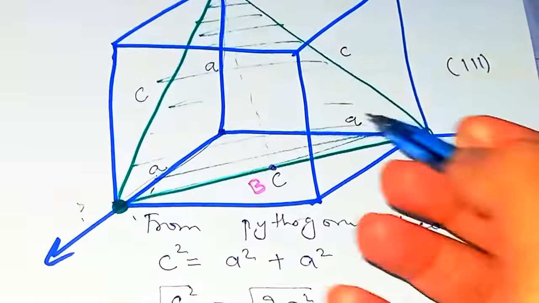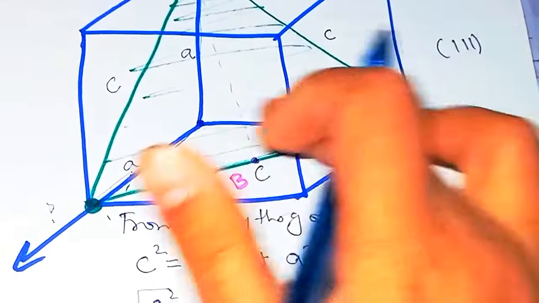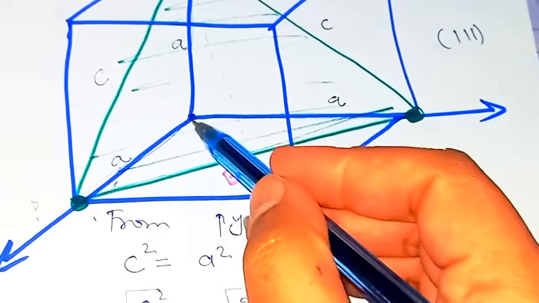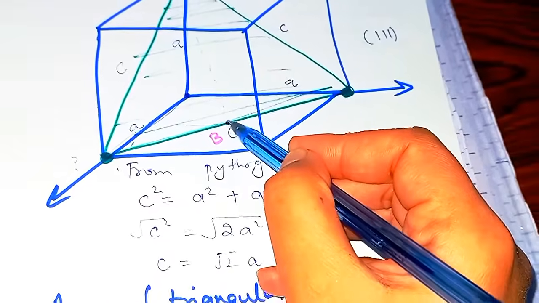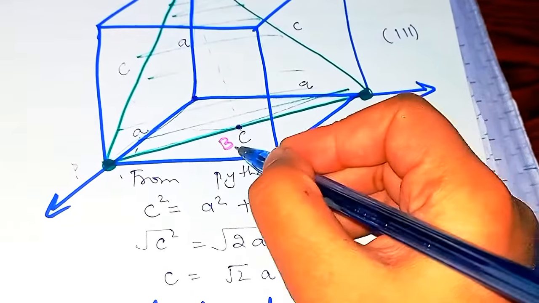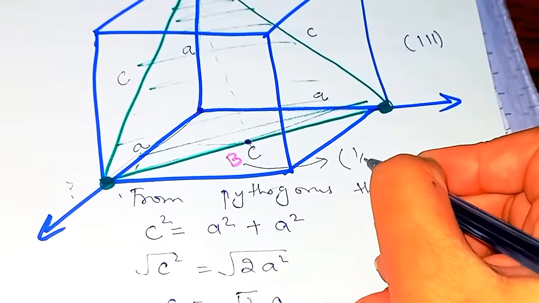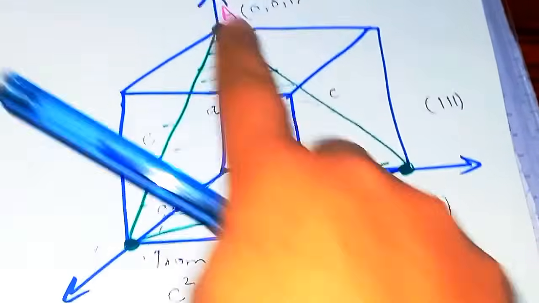That's the coordinates of A, and this point B is at the center of the xy plane. So I have to move half unit along x and half unit along y to reach this point, and 0 units along z. The coordinates of point B are 1/2 along x, 1/2 along y, and 0 along z. So these are the coordinates.